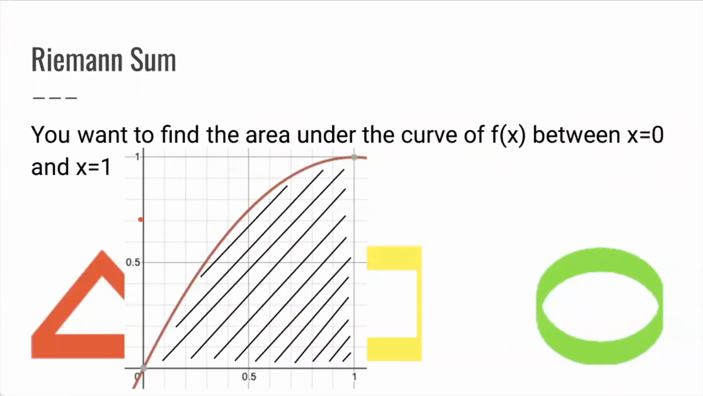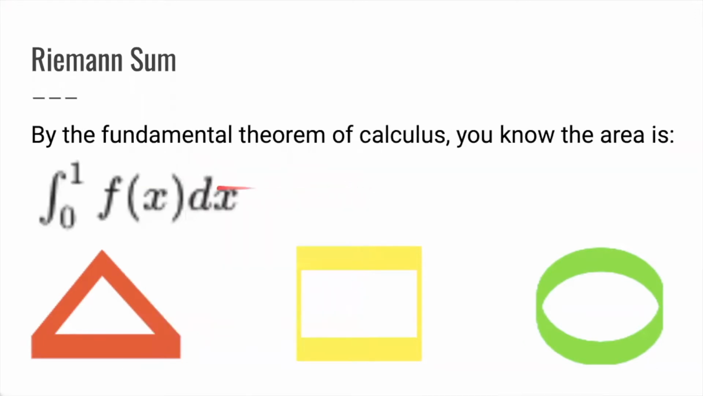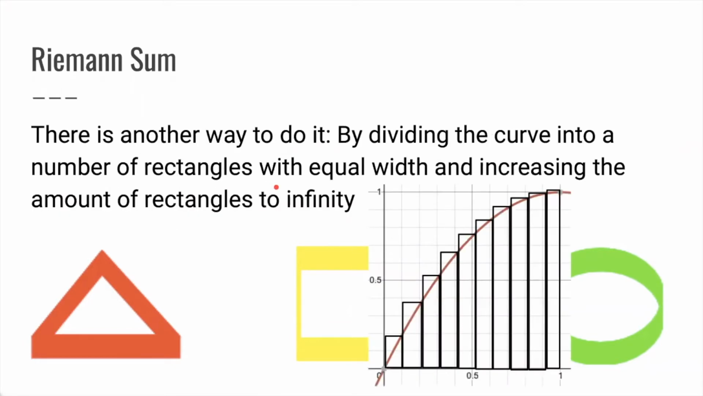All right, so now we're getting into the Riemann sum. Suppose you want to find the area under the curve of f of x between x equals 0 and x equals 1. How could you do that? Well, you know from the fundamental theorem of calculus that this area is just equal to the definite integral from 0 to 1 of f of x dx. But there's another way to find the area. That way is to divide the curve into a number of rectangles, each with equal width, and then increase the number of rectangles to infinity.